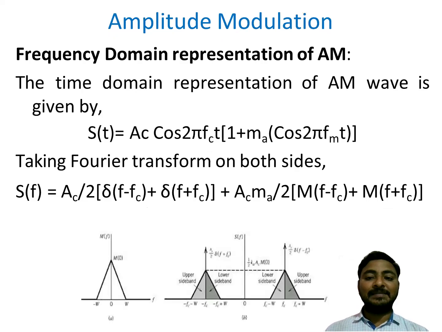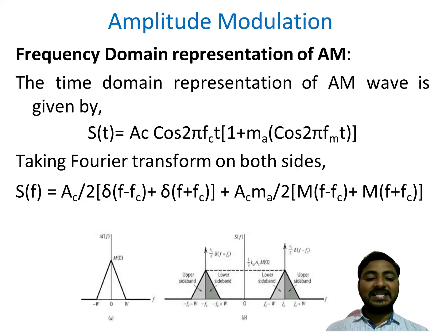The time domain can be represented by s(t) is equal to Ac cos 2πfct into 1 plus Ma cos 2πfmt. Taking Fourier transforms on both sides, the Fourier transform of s(t) is S(f). Then the Fourier transform of the amplitude modulated signal is Ac/2 [δ(f−fc) + δ(f+fc)] plus AcMa/2 [M(f−fc) + M(f+fc)].